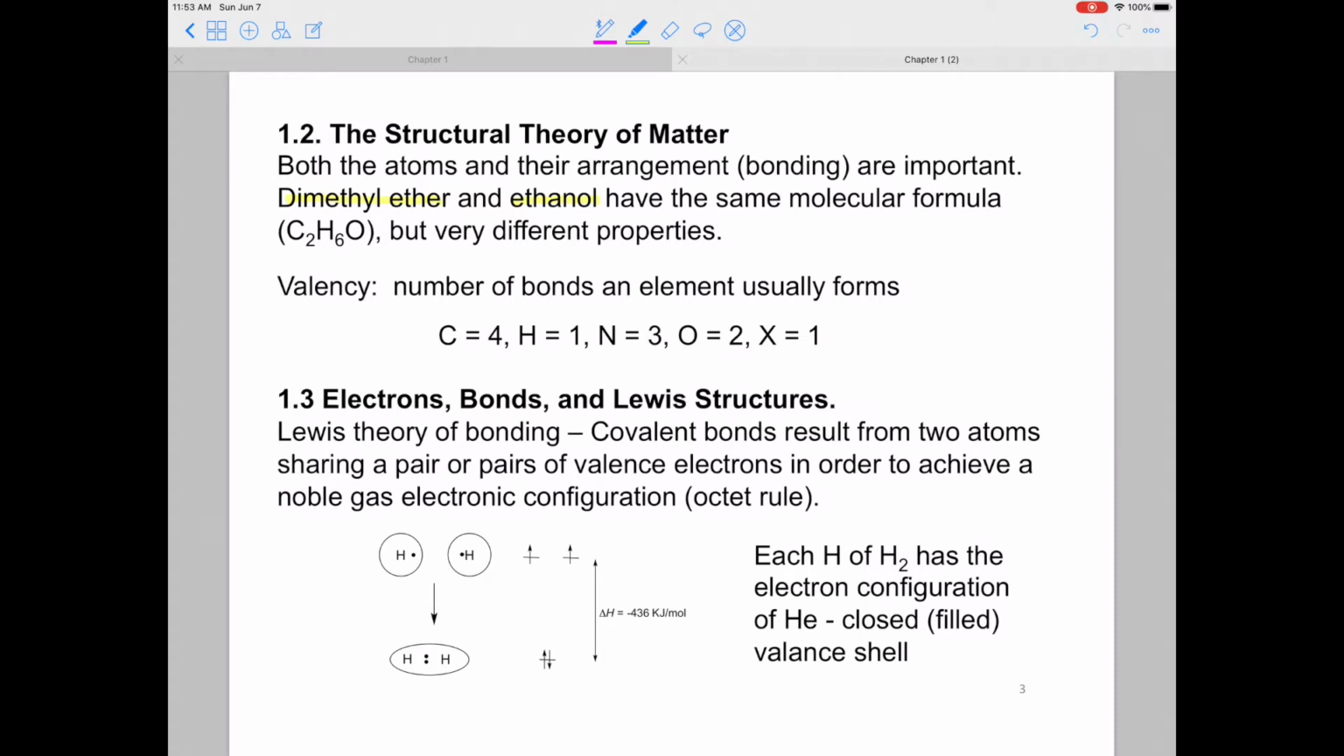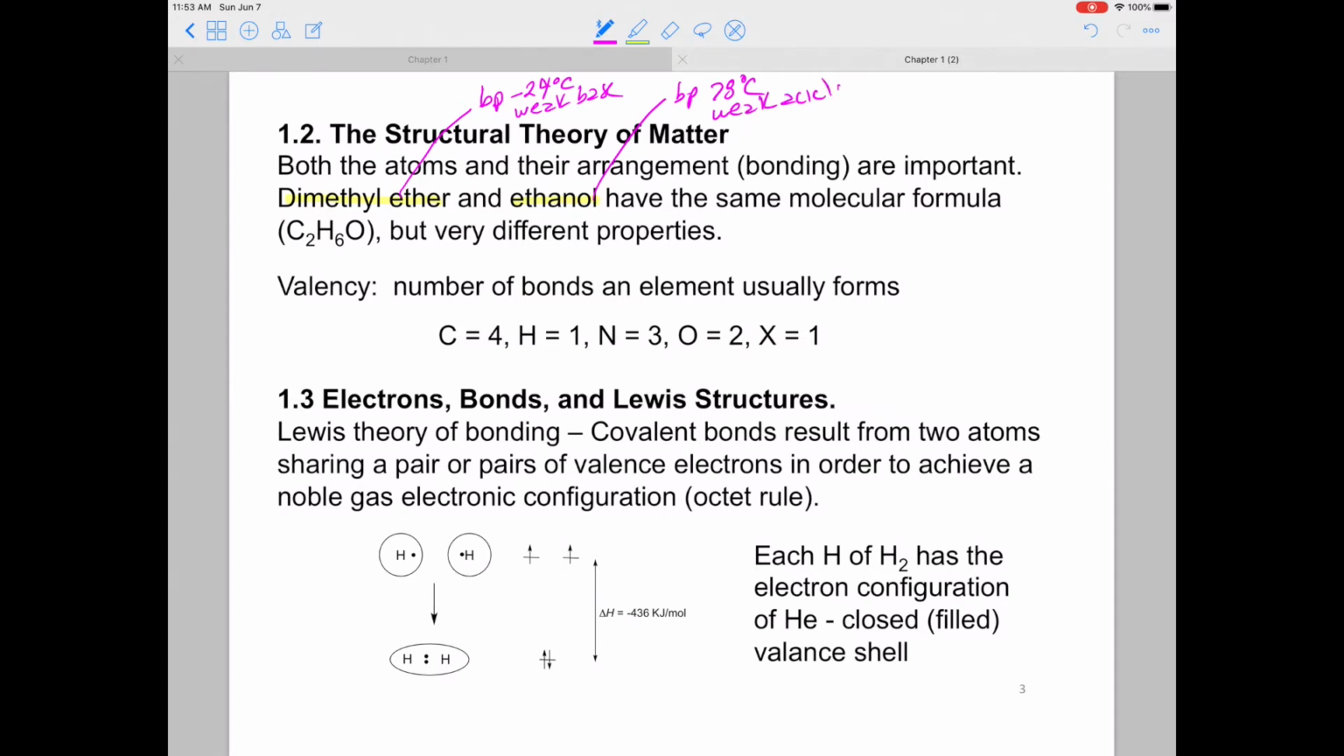Okay, for example, dimethyl ether has a boiling point of minus 24 degrees Celsius, whereas ethanol boils at about 78 degrees Celsius. Okay, so the different bonding in these two molecules can manifest in greater than 100 degrees difference in the boiling point. Additionally, dimethyl ether is actually a weak base, where ethanol is a weak acid.